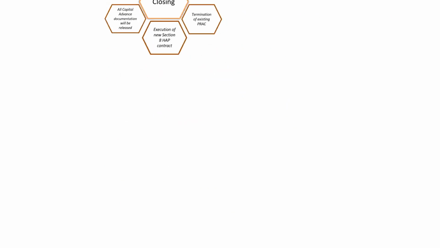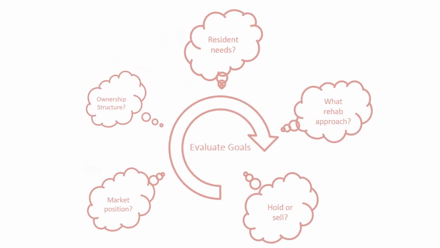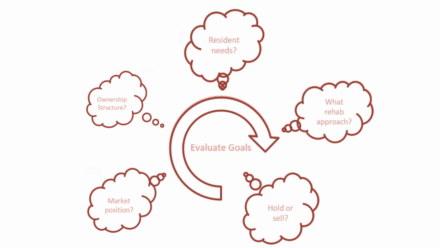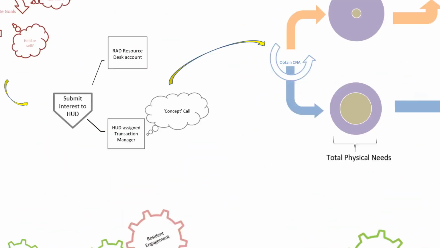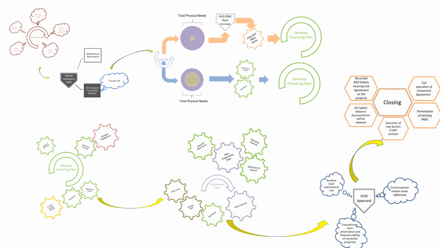To review, the full RAD conversion process is comprised of the steps we've walked through here. Start with evaluating your goals. With that done, you have a framework for where you want to go with your property. Then reach out to HUD. Set up a resource desk account and get a transaction manager assigned to you by HUD to help you through the process. At the next stage, you'll obtain a capital needs assessment.